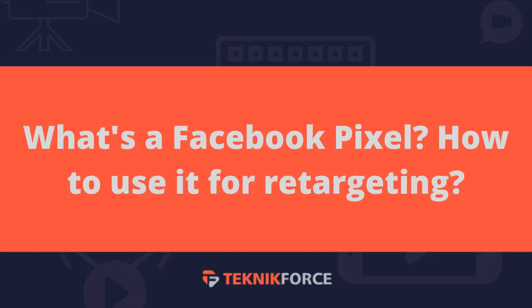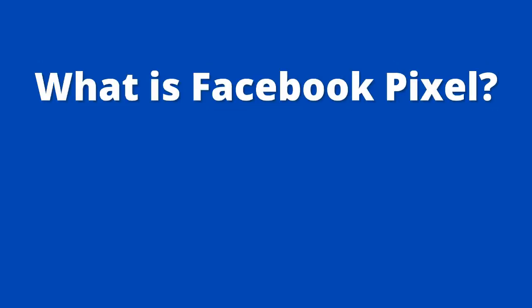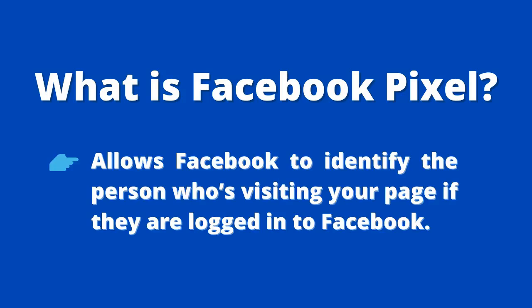In this video, we are going to talk about Facebook Pixel and how to use it for retargeting. First, let us talk about what a Facebook Pixel is. Facebook Pixel is a special JavaScript code from Facebook that you can put on your web page. This allows Facebook to identify the person who's visiting your page if they are logged in to Facebook. With this information, Facebook can allow you to retarget these visitors, so you can show them ads about your products on Facebook, Instagram, and other sites that are in the Facebook partner network.